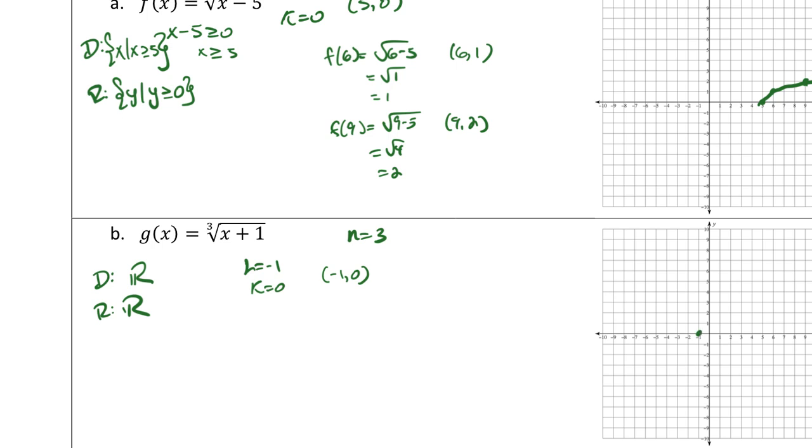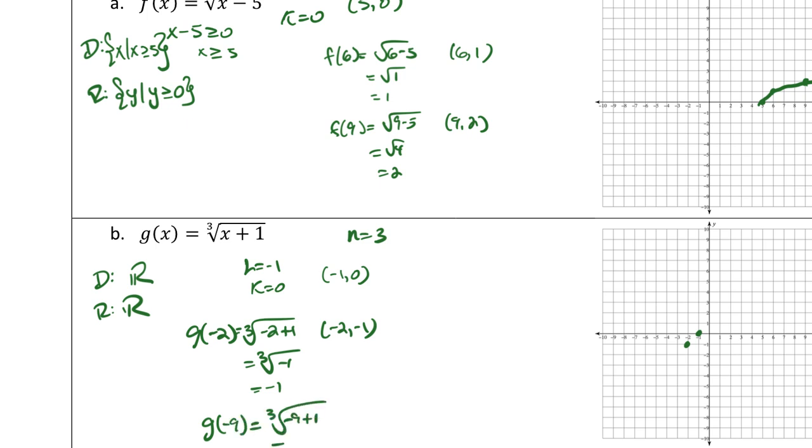Let's substitute a few points to the left. Let's say I want to substitute -2. So the cubic root of -2 plus 1, so the cubic root of -1 is -1. So that means that I get a point -2, -1. And then I want to substitute, let's say, -9. So the cubic root of -9 plus 1, the cubic root of -8.